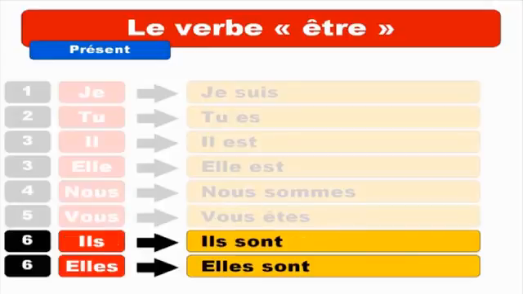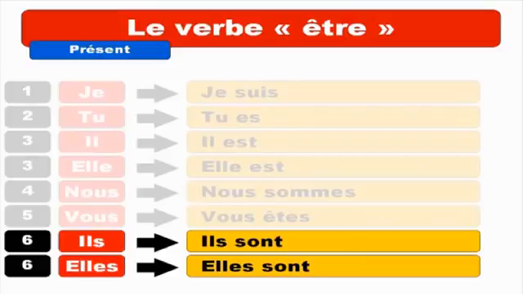And then ils and elles, so ils, masculine. Ils sont. Alright, repeat. Ils sont. Okay, and then the feminine form. Elles sont. Repeat. Elles sont.